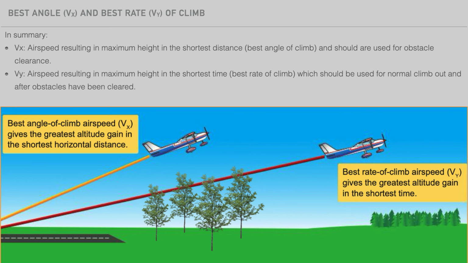In summary, Vx, or best angle of climb, is that airspeed resulting in the maximum height over the shortest distance and should be used for obstacle clearance. Vy, or best rate of climb, is that airspeed which will result in the maximum height over the shortest time and should be used for normal climb procedures and after obstacles are cleared.